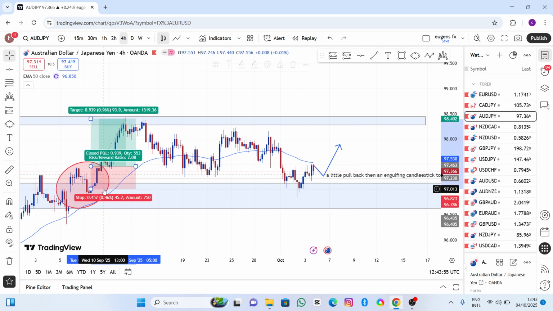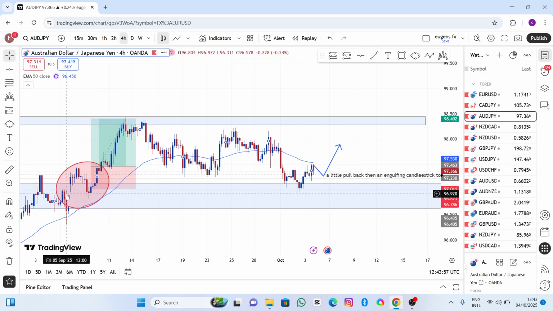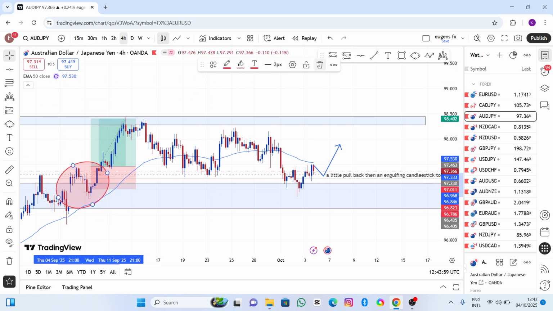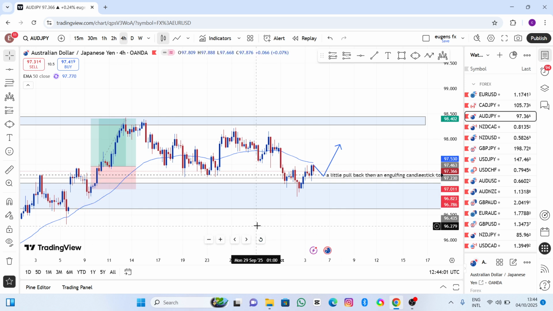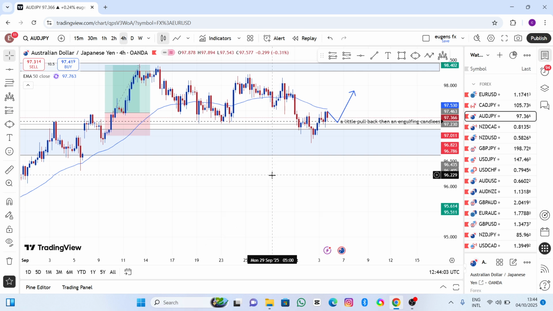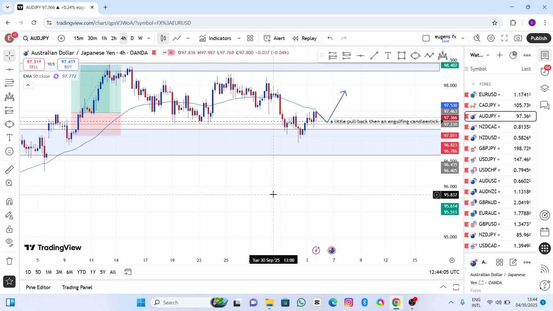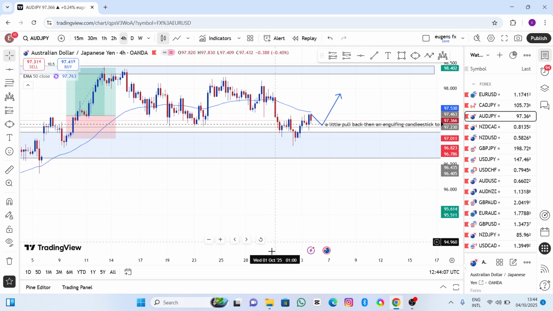So the 4 hour. Cool. All right. So I don't know whether you guys can see it, but I'm seeing an inverse head and shoulder pattern right here. This market actually looks already ready.